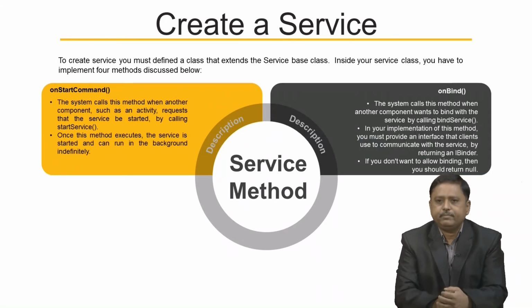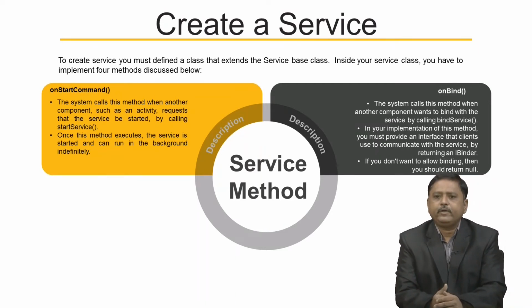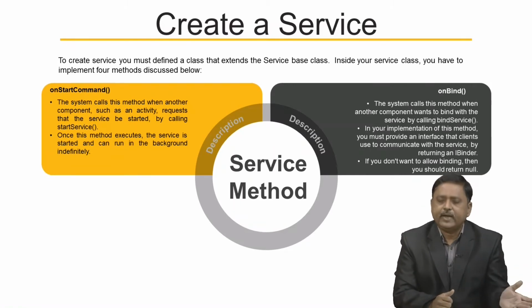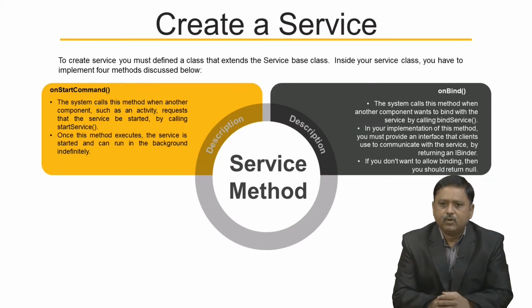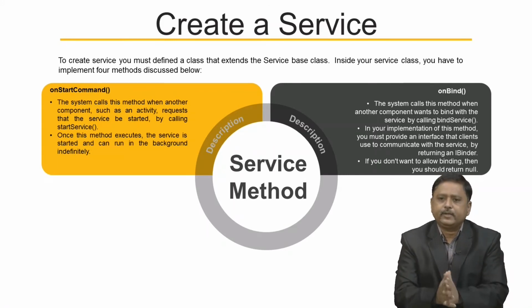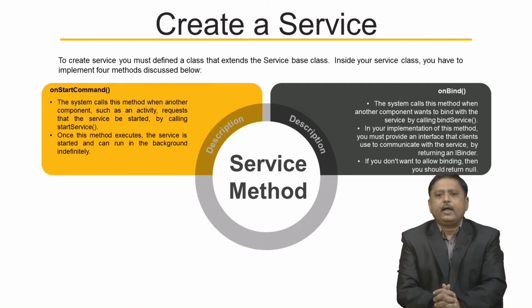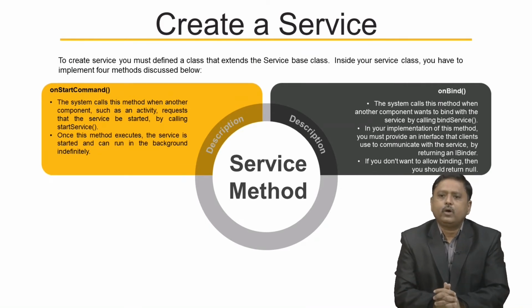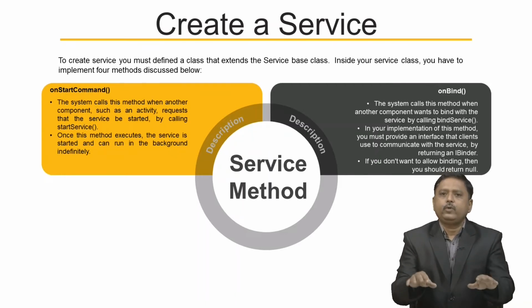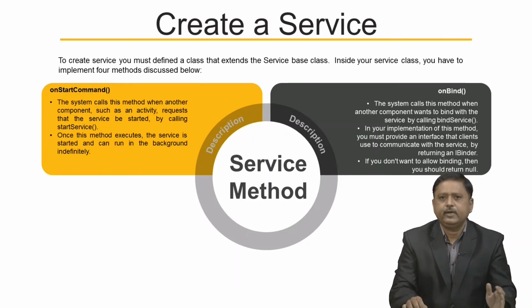The next method is onBind method. The system calls this method when another component wants to bind with the service by calling bindService. So, when you call bindService method, this method will be called. In your implementation of this method, you must provide an interface that clients use to communicate with the service by returning an IBinder object. If you don't want to allow binding, then you should return null. So, if you don't want to do anything else, you just return null inside this method.